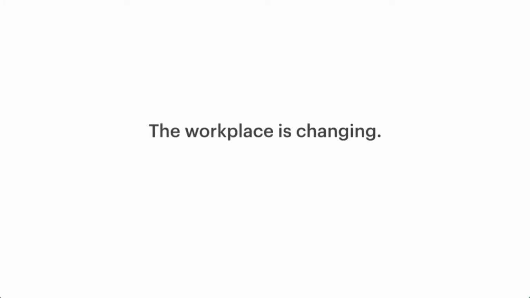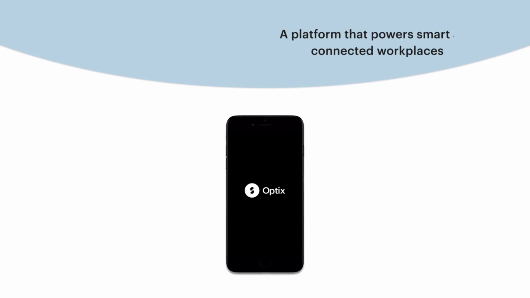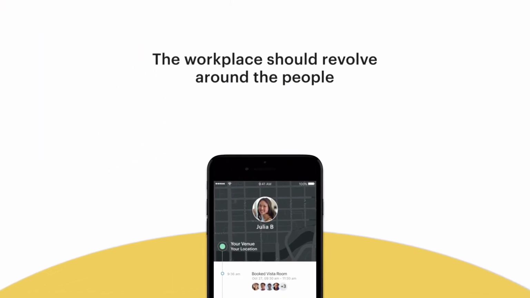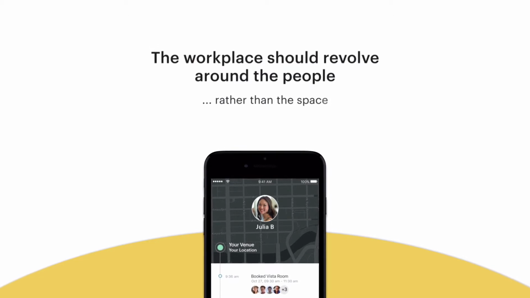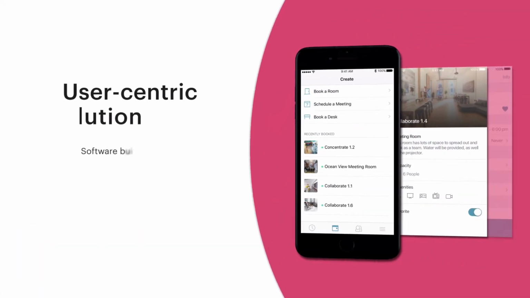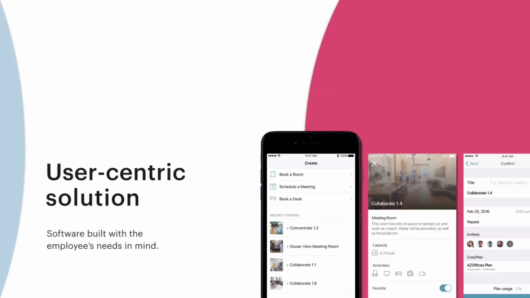The workplace is changing. So should the technology that powers it. Our solution to solving these workplace inefficiencies is Optix, a platform that powers smart and connected workplaces. We believe that the workplace should revolve around the people, rather than the space. We've built a solution that is user-centric, meaning it's built with the employee's needs in mind.